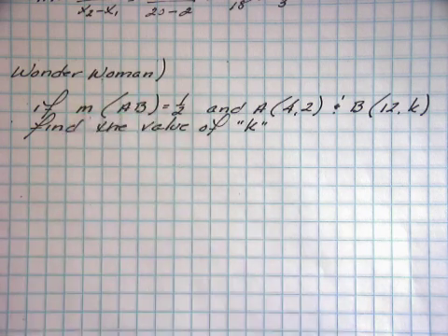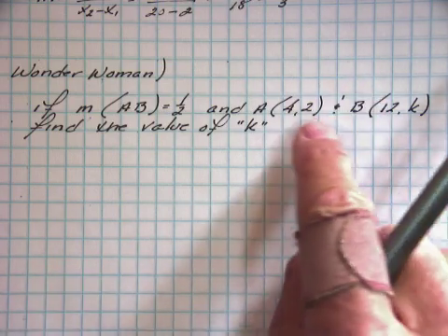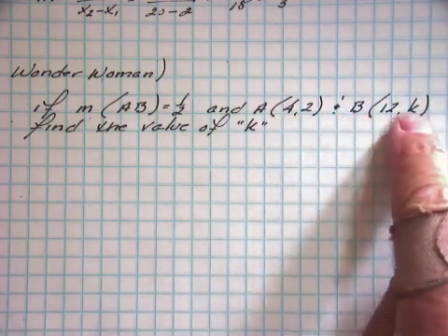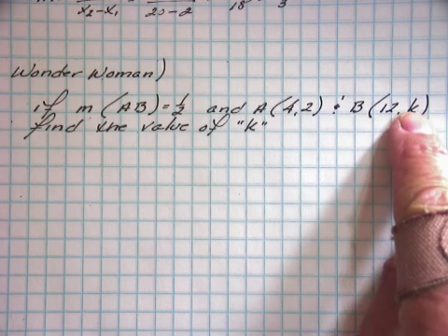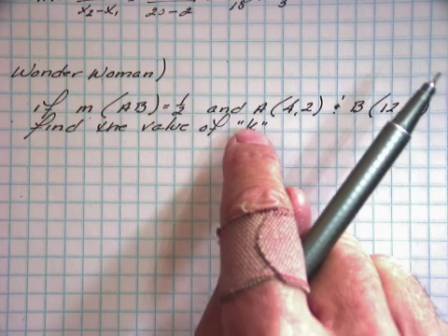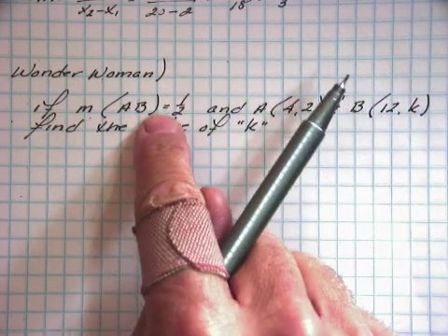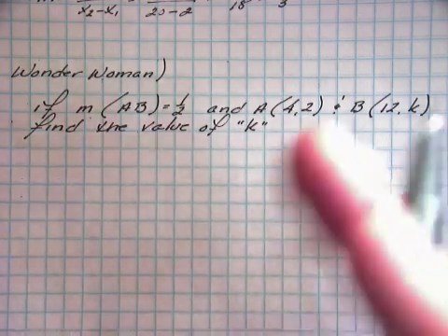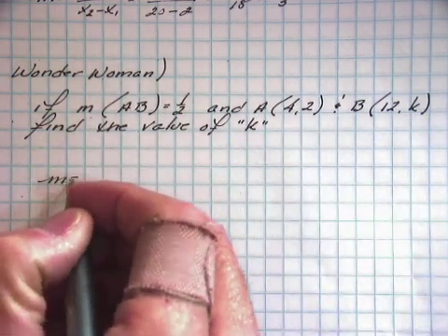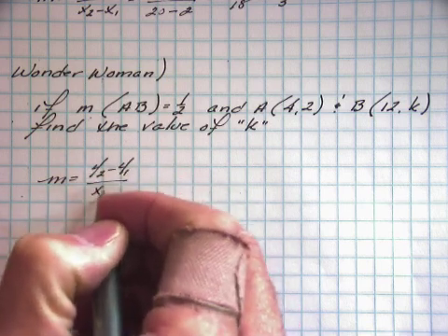Okay? Let's talk about Wonder Woman here. Now we're going to use the same formula, but we're going to use it a little bit differently. Now, I'm going to tell you what the slope is ahead of time. So the slope from A to B is a half. Point A is at 4, 2, and point B is at 12, k. What we're going to do is use all this information to find out what k value would go in there so that we had a slope of 1/2.